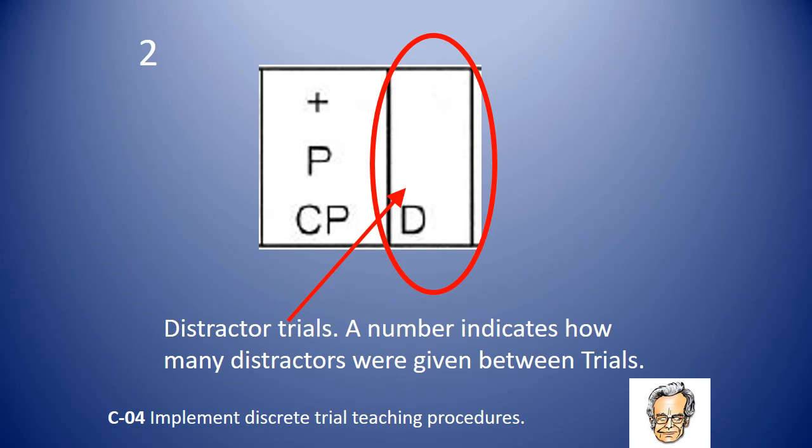Distractor trials. This number indicates how many distractors were given between the trials. And again, a distractor is anything but the target item.